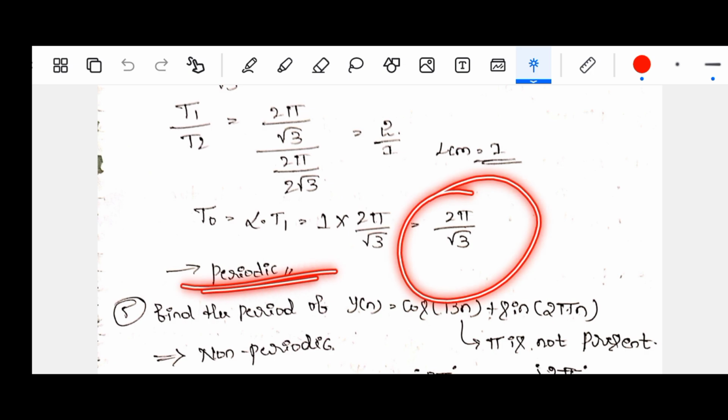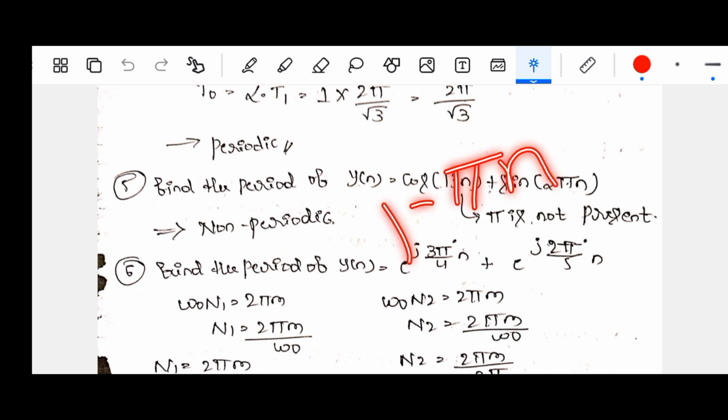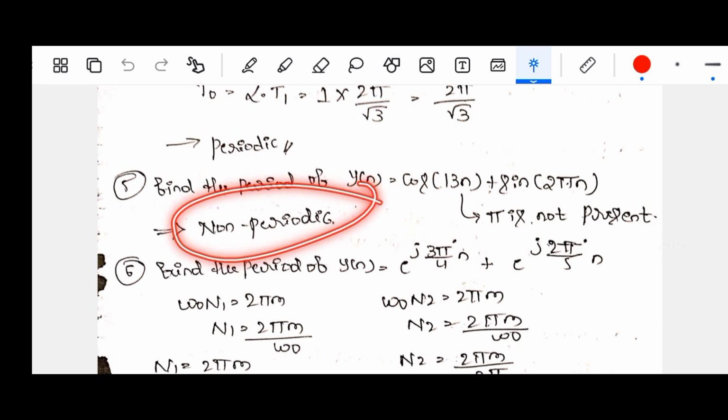It is periodic. Next, find the period of y of n is equal to cos of 13n plus sin of 2 pi n, where pi is not in this. We are not getting a pi value. Pi value is absent in this. Therefore, the given problem is non-periodic.